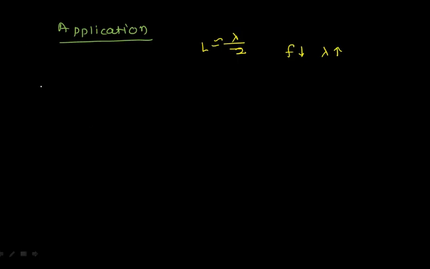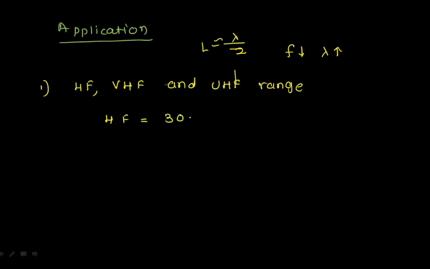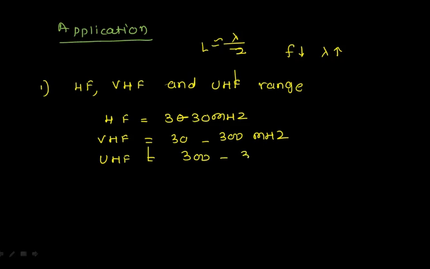So you're not using it for very low frequencies, you use it for high frequency, very high frequency, and ultra high frequency ranges. So HF is nothing but 3 to 30 megahertz. Then VHF is nothing but 30 to 300 megahertz. And UHF range is nothing but 300 to 3000 megahertz. So you can use this antenna in this range, and it will not hamper the length of the antenna.